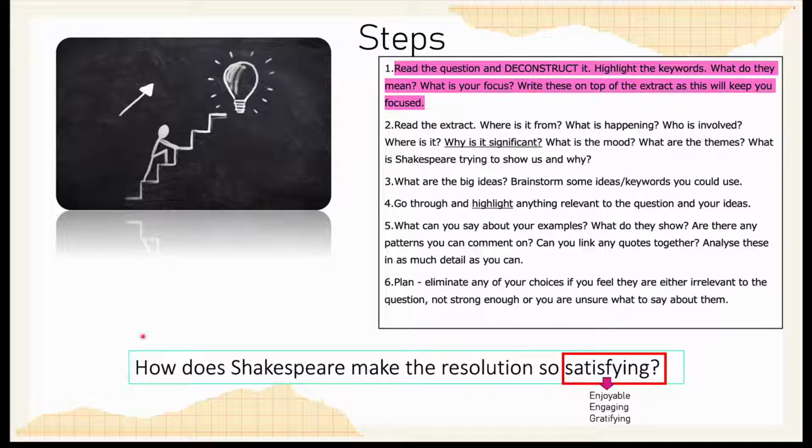And of course, our how here refers to method and technique. So then you're also going to be thinking about, well, how is it presented to me? How do I feel and why do I feel that way, and how has Shakespeare prompted that?